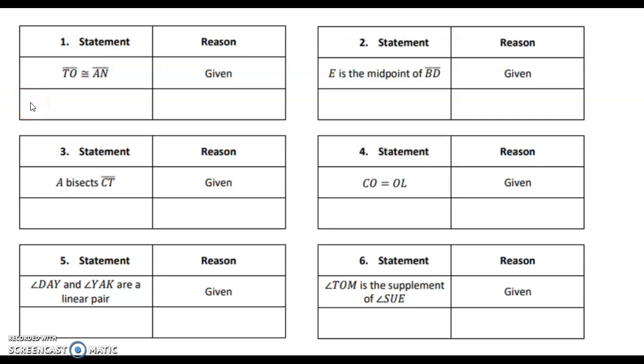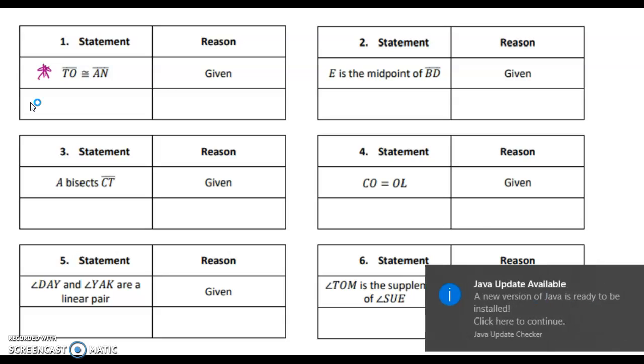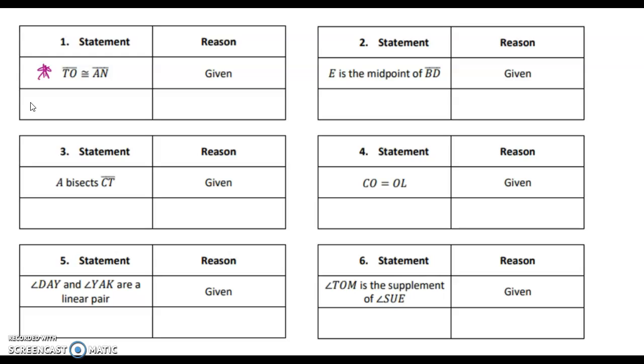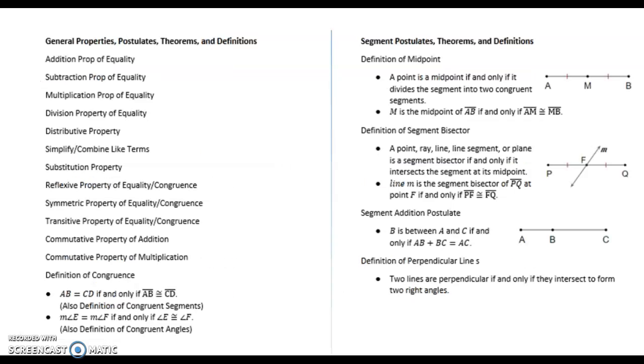Okay, so we're just starting proofs. We're going to practice having a statement that is just some statement of a geometry principle, like right here, and it's given to us. So the reason, and we are going to figure out where we can go next from that statement. So we're going to be referring back to this proof resource sheet repeatedly.